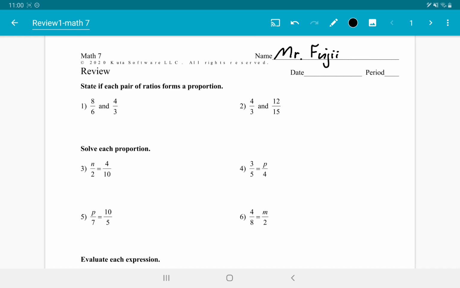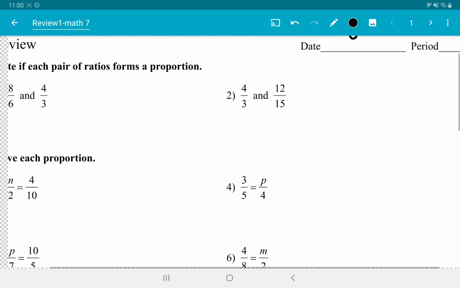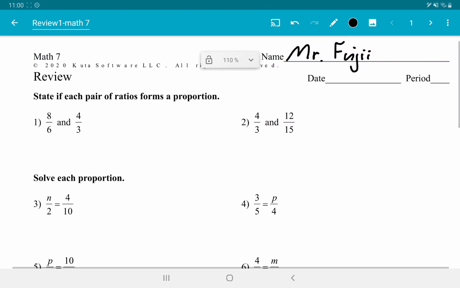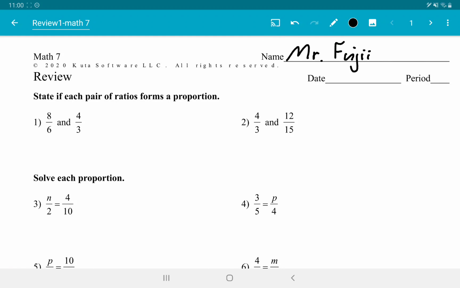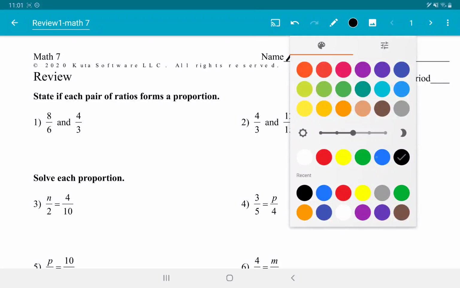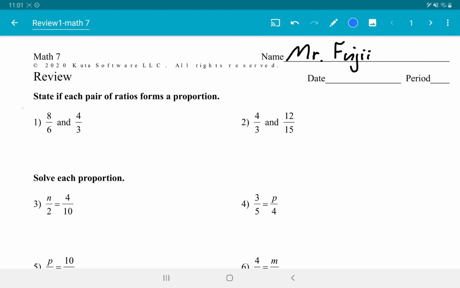So first, number one, we want to state if each pair of ratios forms a proportion. So the biggest thing we're looking for is if they share a common factor, if we could simplify this. So if we're looking at 8 over 6, can we simplify that anymore? And your answer should be yes, you can. 8 and 6, they share a common factor of 2. So if you break that up, it's like 4 times 2, and then 3 times 2.